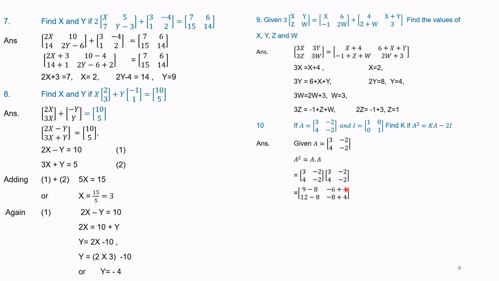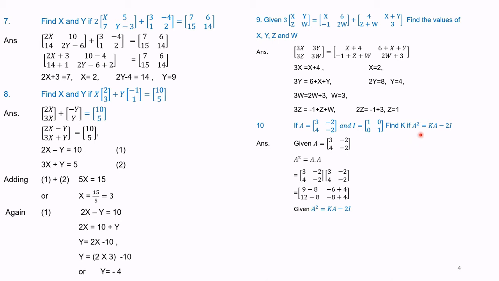Now, the next step is to multiply the second row of the first matrix with the first column of the second matrix. Therefore, it is 4 into 3 is 12, minus 2 into 4 is minus 8. And the next step is multiplying the second row with the second column. Therefore, 4 into minus 2 is minus 8. Minus 2 into minus 2 is plus 4. So, we have got all the 4 elements of the new matrix A square.